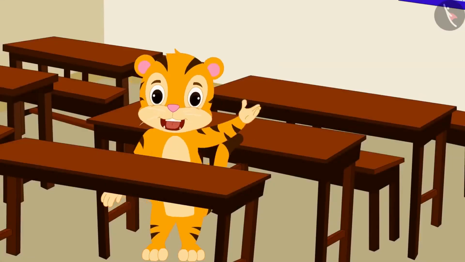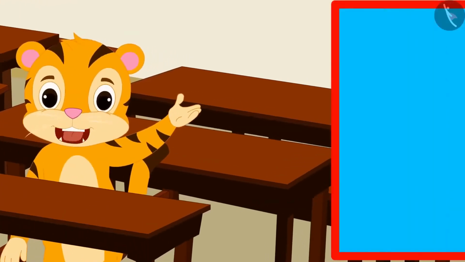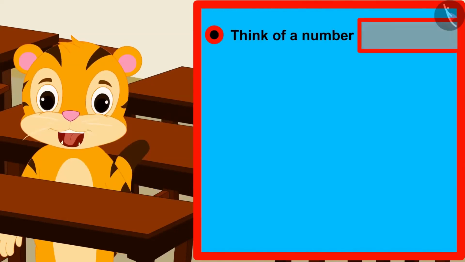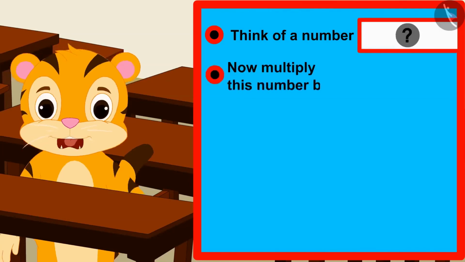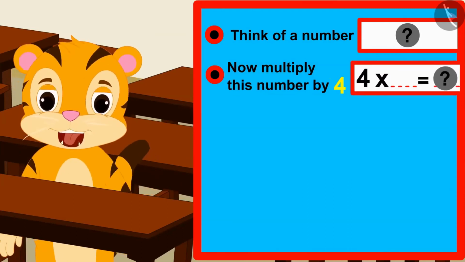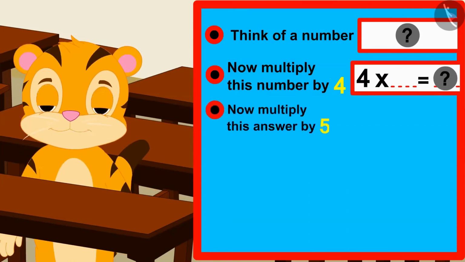Kids, would you like to see another of my magic in maths too? Oh wow! So let's quickly think of a number. Do you have a number? Now, multiply this number by 4. Did you get the answer? Well done. Now, multiply this answer by 5.